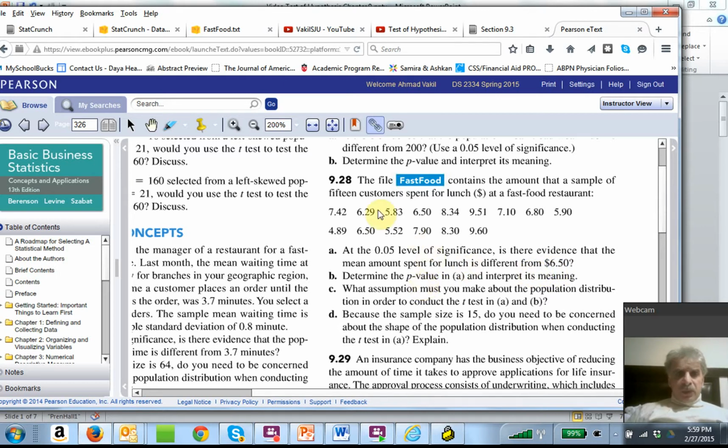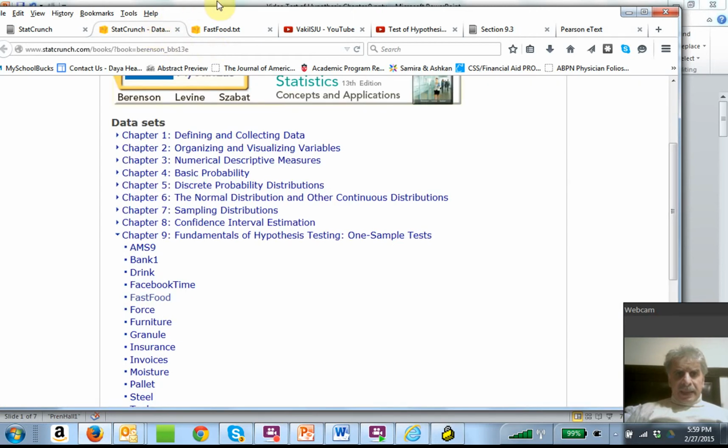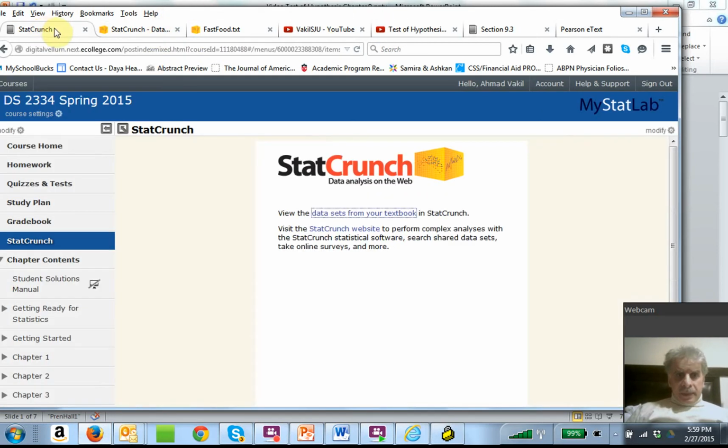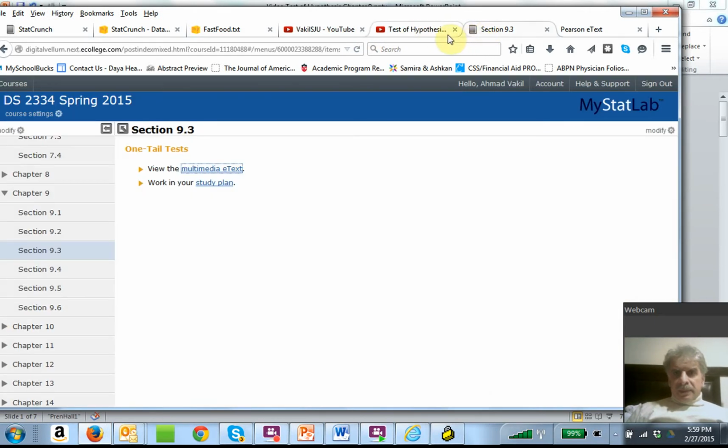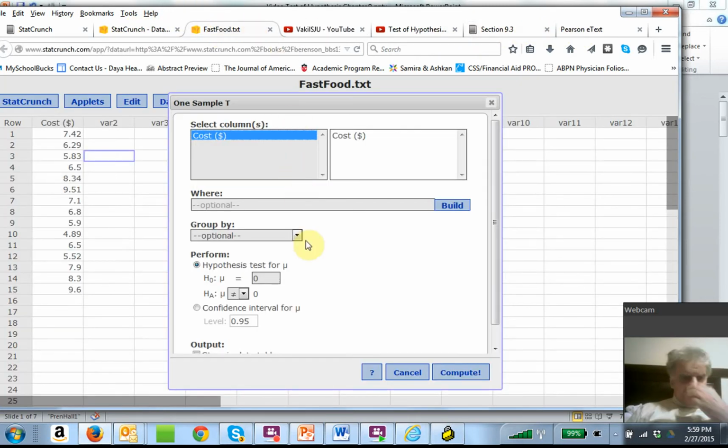So let me go back to StatCrunch. Now for my null hypothesis H0, I have 6.50, and under alternative, it's not equal. If I had a different type of problem, I could have a different alternative. It could have been less than or more than. Right now I have not equal, so I'm going to choose that one.